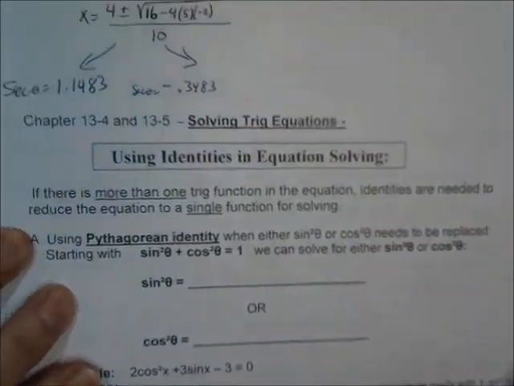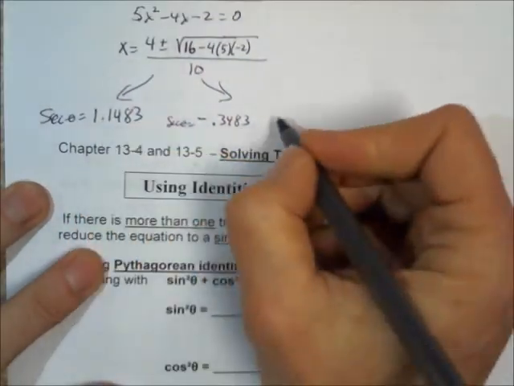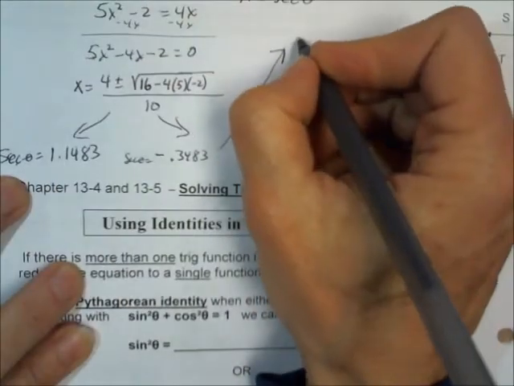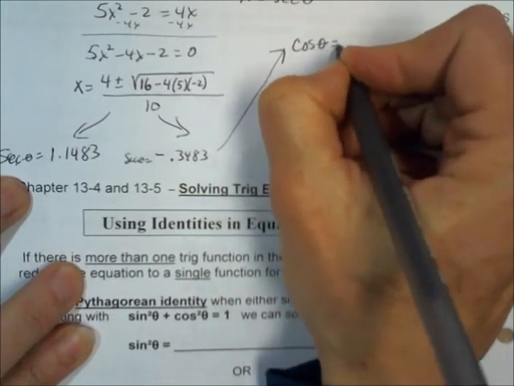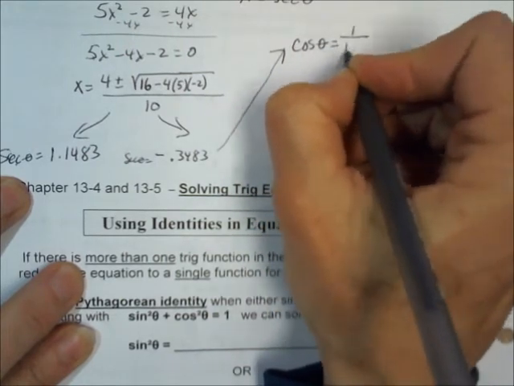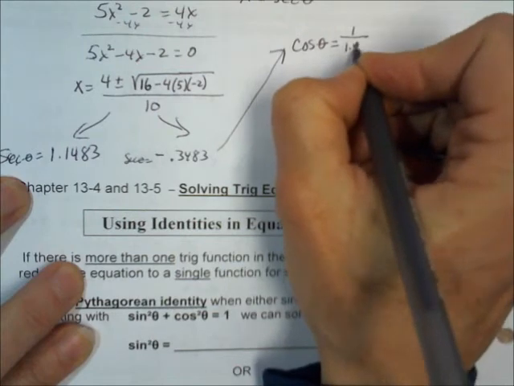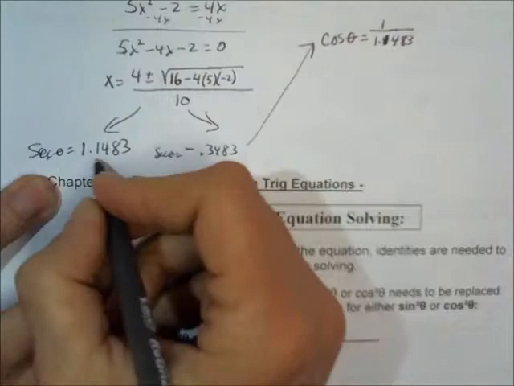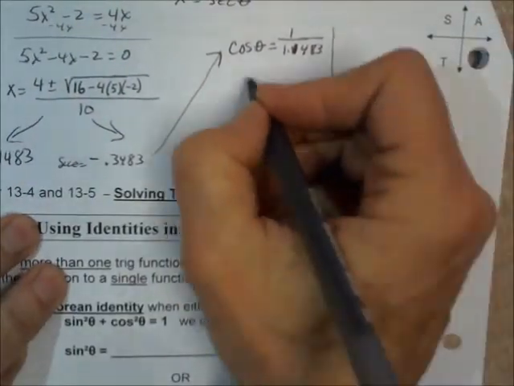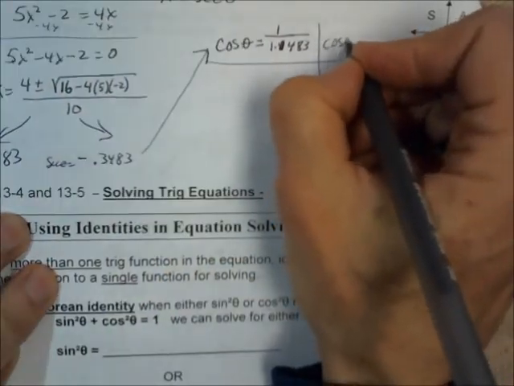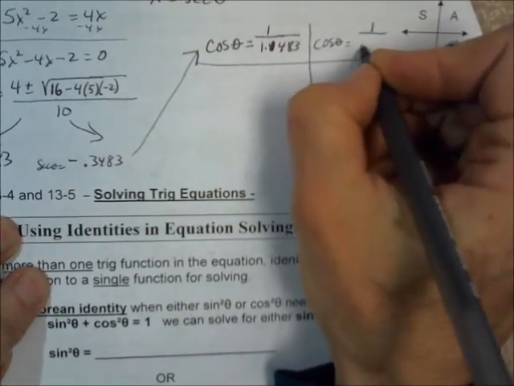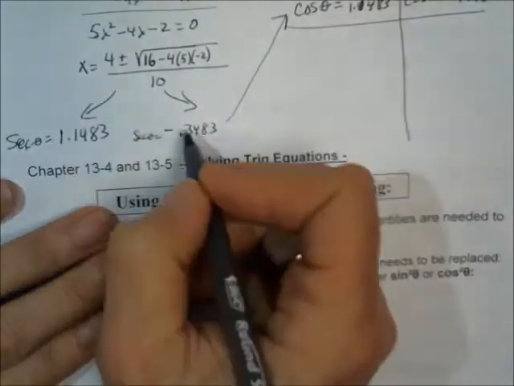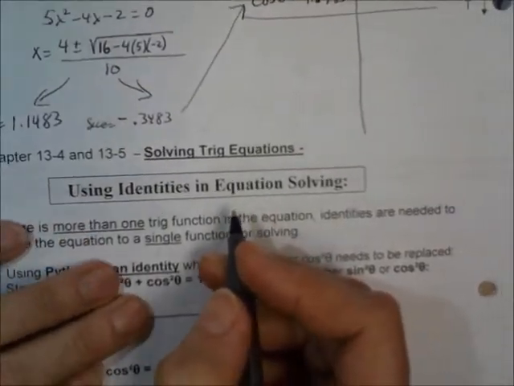But remember, the secant is the reciprocal of the cosine. So when we take the reciprocal of this secant, we get the cosine. And the cosine is 1 over 1.1483, because we have to take the reciprocal of that. And the cosine of theta is equal to 1 over negative 0.3483. So remember to take the reciprocals when you have a reciprocal function.